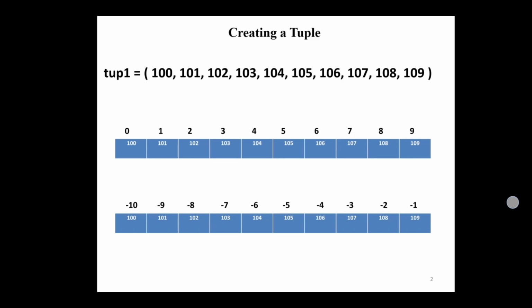And if we start from reverse direction, that is backward direction, the indexing starts from -1. So in this case, 10 elements are there. So -1, -2, -3, -4, dot dot dot, -10. That means tup1[-1] is 109 and tup1[-10] is 100.